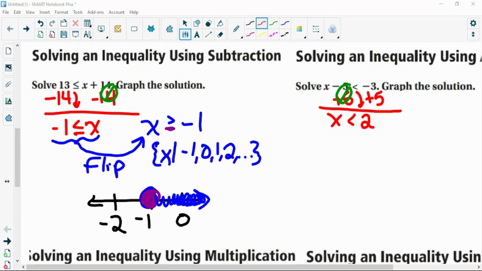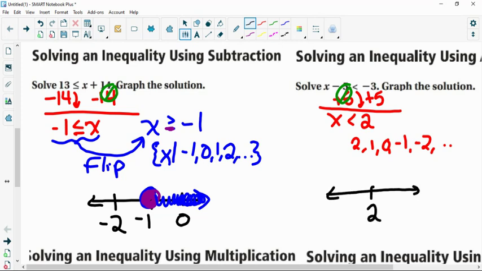What are all the numbers less than 2? Well, that would be like 2, and then 1, and then 0, negative 1, negative 2, and so on. So let's demonstrate that on a number line. On the number line, I'm going to put 2 right in the middle. Let's see, to the right would be 3. To the left would be 1.